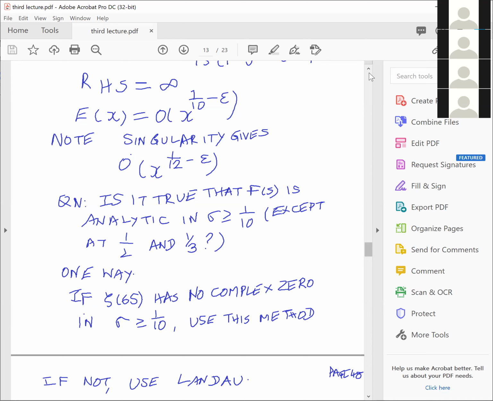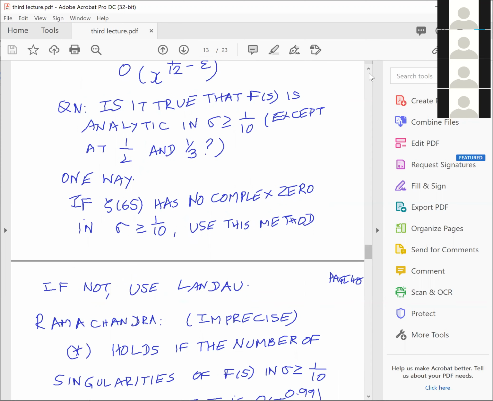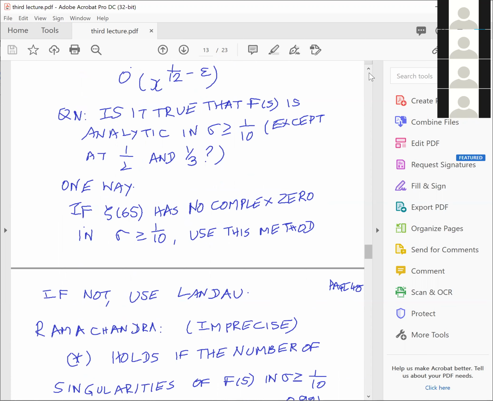Either way, I gain. I just say that either there are complex zeros to the right of 1 over 10, or there are none. If there are, then use Landau, because we have seen that whenever you have a complex zero, I get an omega result. Therefore, that will give you omega of x power 1 over 10 minus epsilon, which is what I want. On the other hand, if there are no complex zeros, then of course I can use this method because I can move up to 1 over 10. That's exactly the idea: if zeta has complex zeros in sigma bigger than 1 over 10, use this method; if not, use that. This can theoretically be done, but it gives you some complications. But it can be done. It's not that it cannot be done.